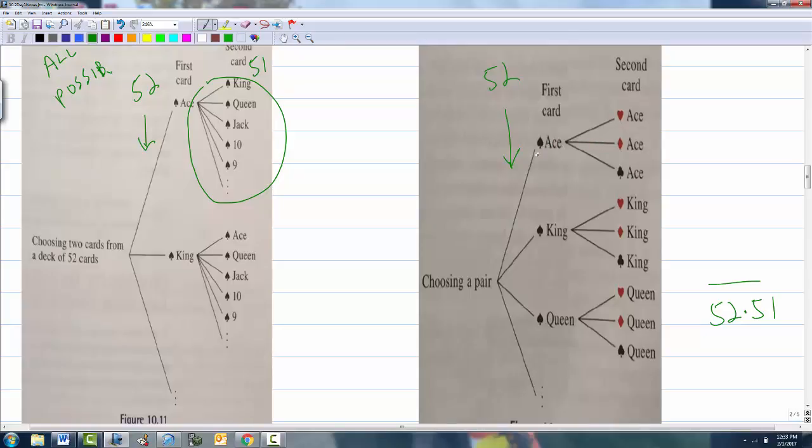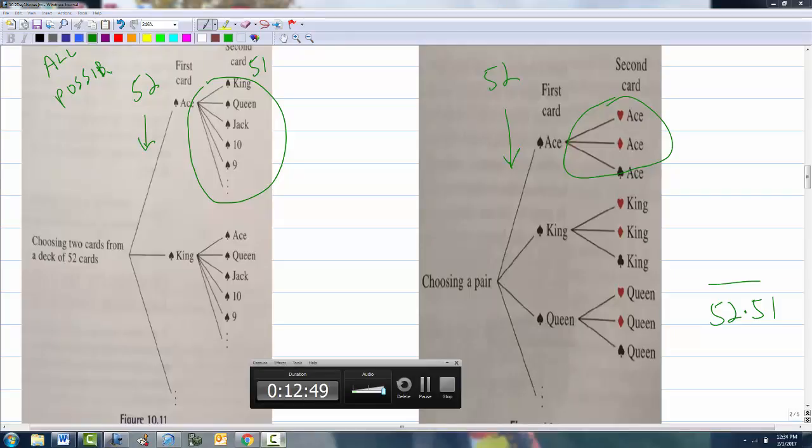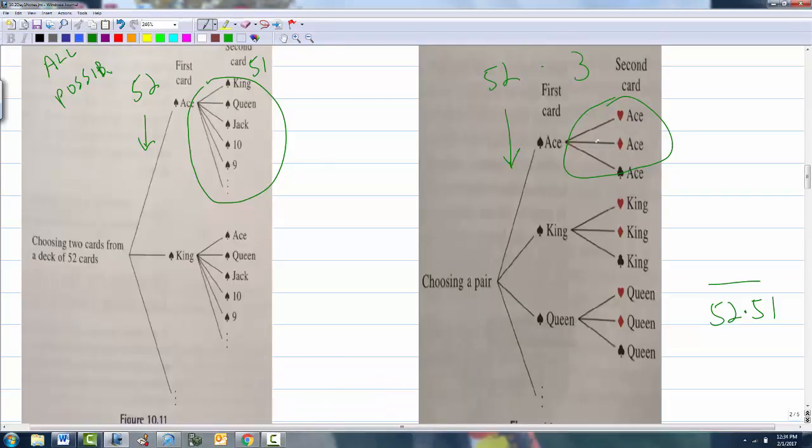Well, if I pick an ace first, what do I have to pick next to get a pair? Another ace. How many are left after I pick an ace? 3. There's 3 aces left after I pick one of them. Repeat myself. So on the second line, if I get an ace first on one of my first 52 picks, I only have 3 possibilities to complete the pair on the second pick, no matter what I got on the first pick. So the numerator, or how many ways can I get a pair, 52 choices on the first pick, only 3 on the second to complete the pair.